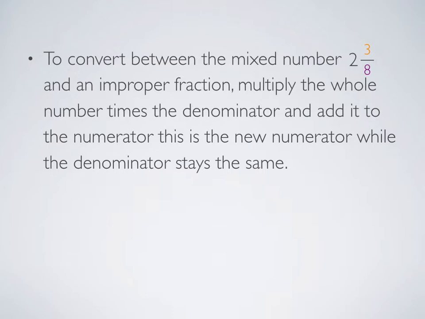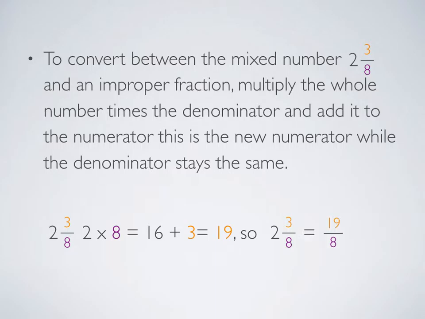To convert between a mixed number, 2 and 3/8, and an improper fraction, we multiply the whole number, 2, times the denominator 8 and add it to the numerator 3. This is the new numerator, while the denominator stays the same. So for 2 and 3/8, 2 times the denominator 8 is 16, plus 3 is 19. That's our new numerator, and the denominator stays the same, so 2 and 3/8 equals 19/8.